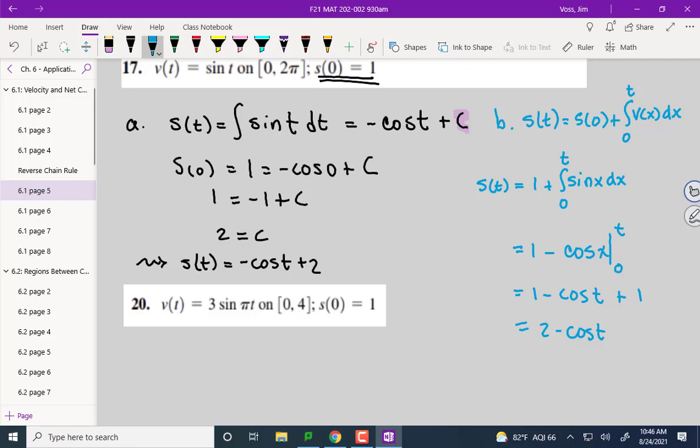This way is a little more mathy. This way is just a little bit more like physics people might do it, more like that.